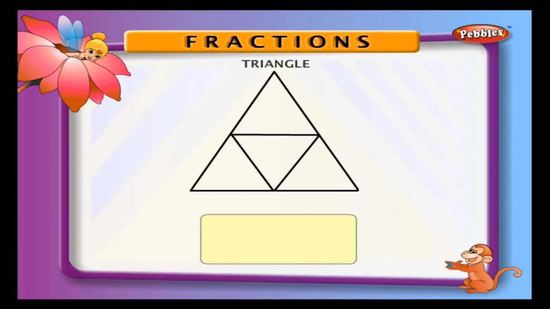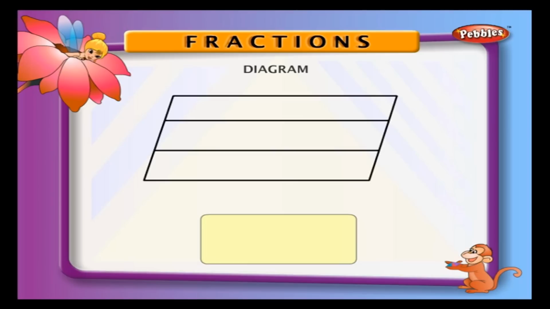This triangle is divided into 4 parts and 1 part is colored. We write it as 1/4 or 1 by 4. This diagram is divided into 3 parts and 1 part is colored. We write it as 1/3 or 1 by 3.